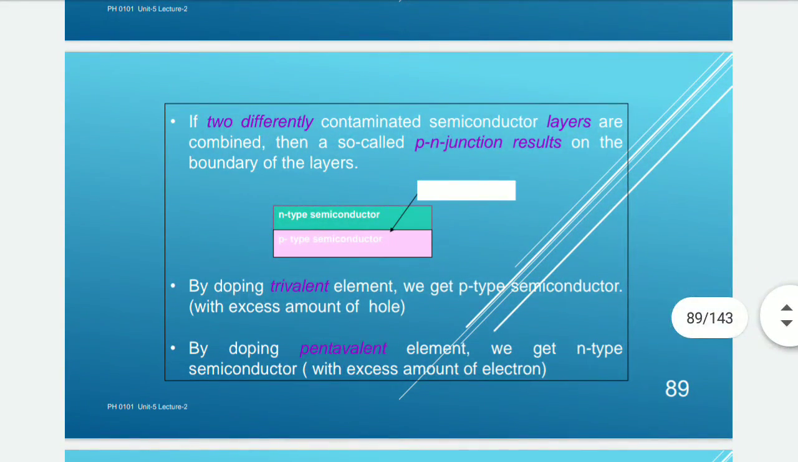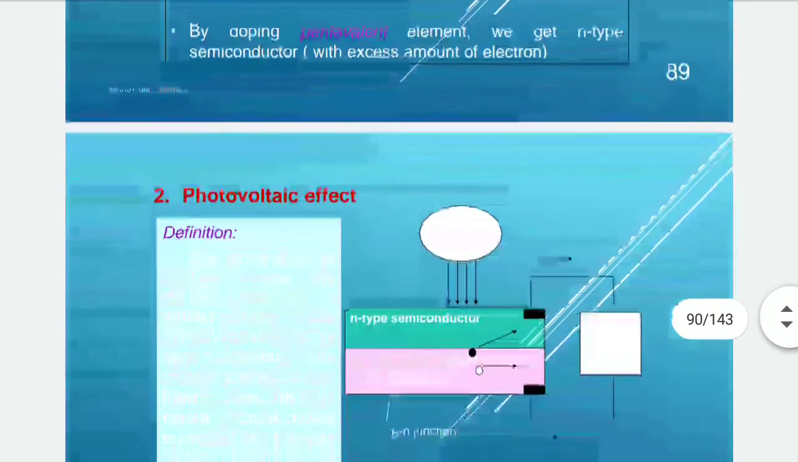If two differently contaminated semiconductor layers are combined, then a so-called p-n junction results on the boundary of the layer. N-type semiconductor, p-type semiconductor. This is the p-n junction the line shows. By doping a trivalent element, we get p-type semiconductor with excess amount of holes. By doping a pentavalent element, we get n-type semiconductor with excess amount of electrons.